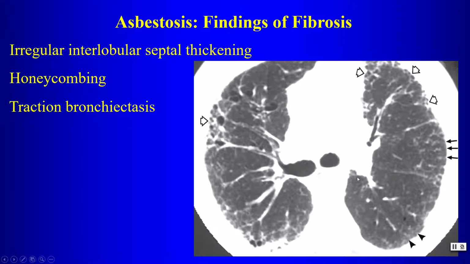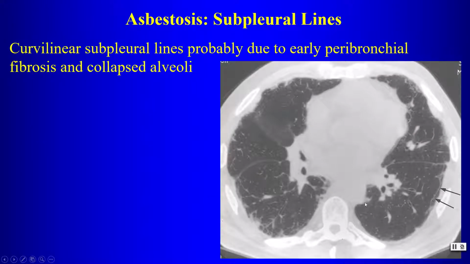In more advanced cases, we can have irregular interlobular septal thickening. You might have honeycombing and traction bronchiectasis. Here you can see the reticular abnormalities and some traction bronchiectasis in this example of a patient with asbestosis. Subpleural lines are lines that are parallel to the pleural surface. This can represent areas of peribronchiolar fibrosis or atelectasis, and it can be associated with asbestosis, although this is not specific for asbestosis.